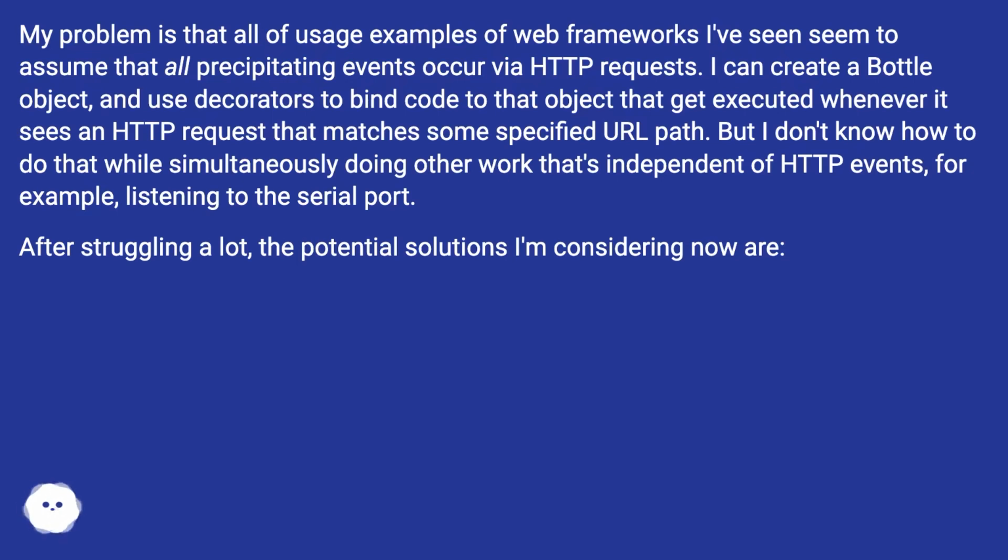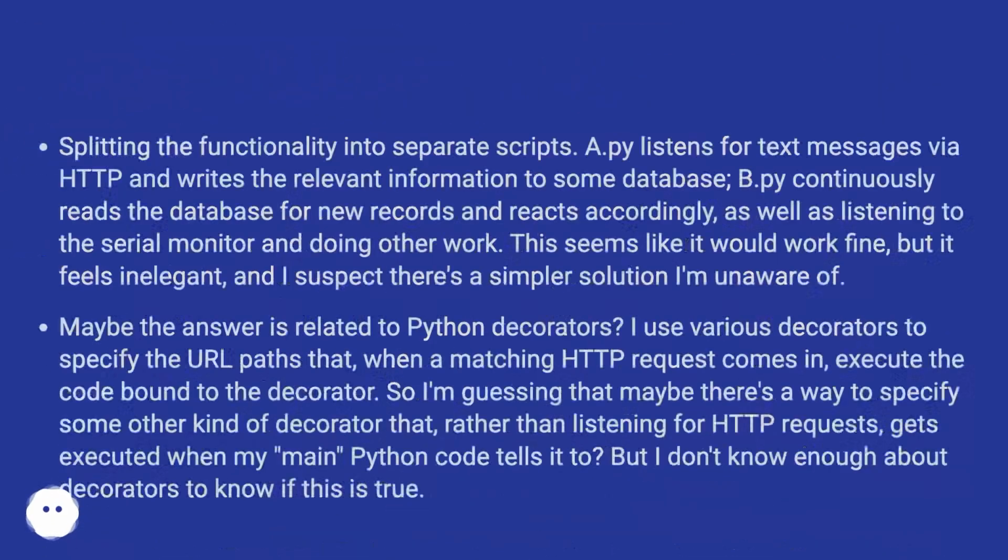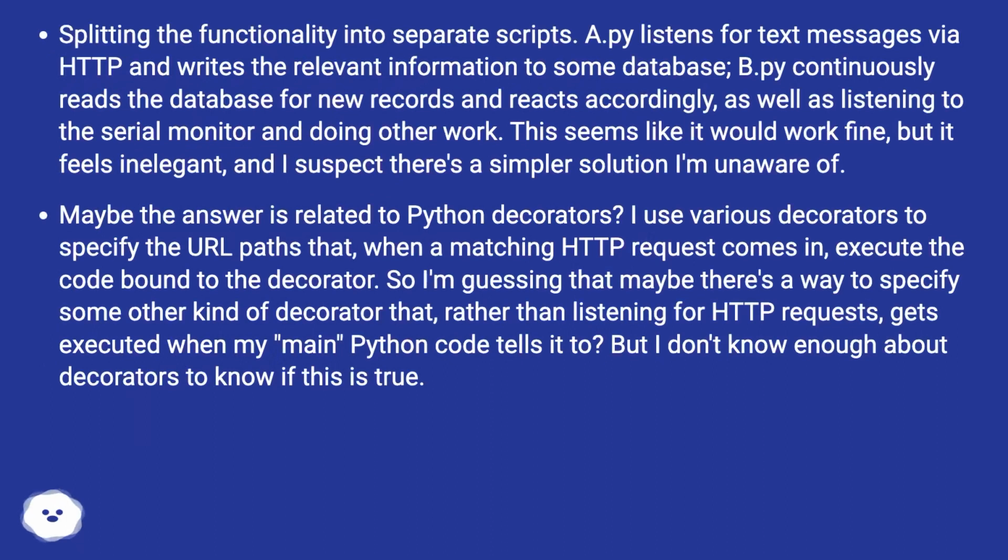After struggling a lot, the potential solutions I'm considering now are splitting the functionality into separate scripts. A.py listens for text messages via HTTP and writes the relevant information to some database. B.py continuously reads the database for new records and reacts accordingly, as well as listening to the serial monitor and doing other work. This seems like it would work fine, but it feels inelegant, and I suspect there's a simpler solution I'm unaware of.